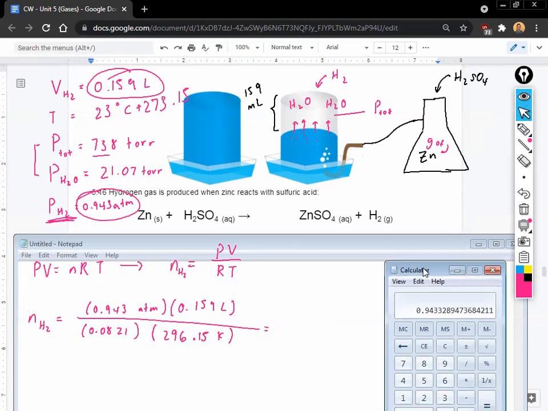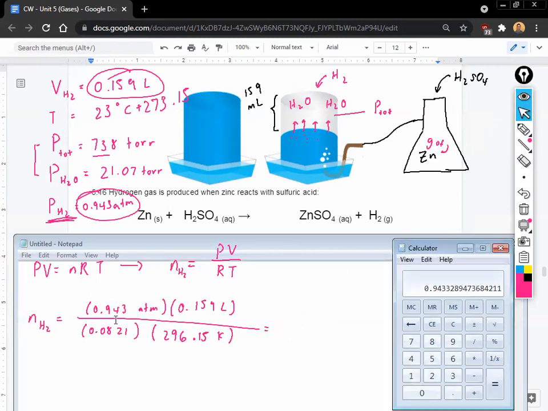And again, if you guys set it up a little different, your numbers might look different, especially if you used torr. I turned it into atm, but if you kept it in torr, you'll get the same answer as me at the end. So let's plug and chug and see if we got the same thing. We got 0.943 times 0.159, and that's going to give you on the top 0.1499. We're going to divide that by 0.0821, which is the R value, and then we're going to divide that by 296.15, and that's going to give you 0.00617.